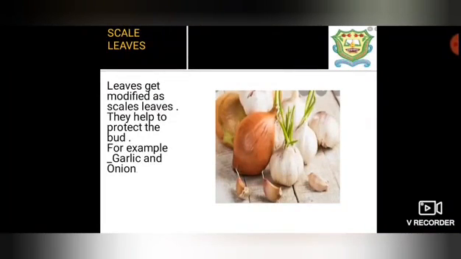Scale leaves. Leaves get modified as scale leaves. They help to protect the bud. These are thin, dry, stalkless, membranous structures, usually brownish in color or colorless. Their function is to protect the axillary bud. Sometimes scale leaves are thick and fleshy, as in onion.